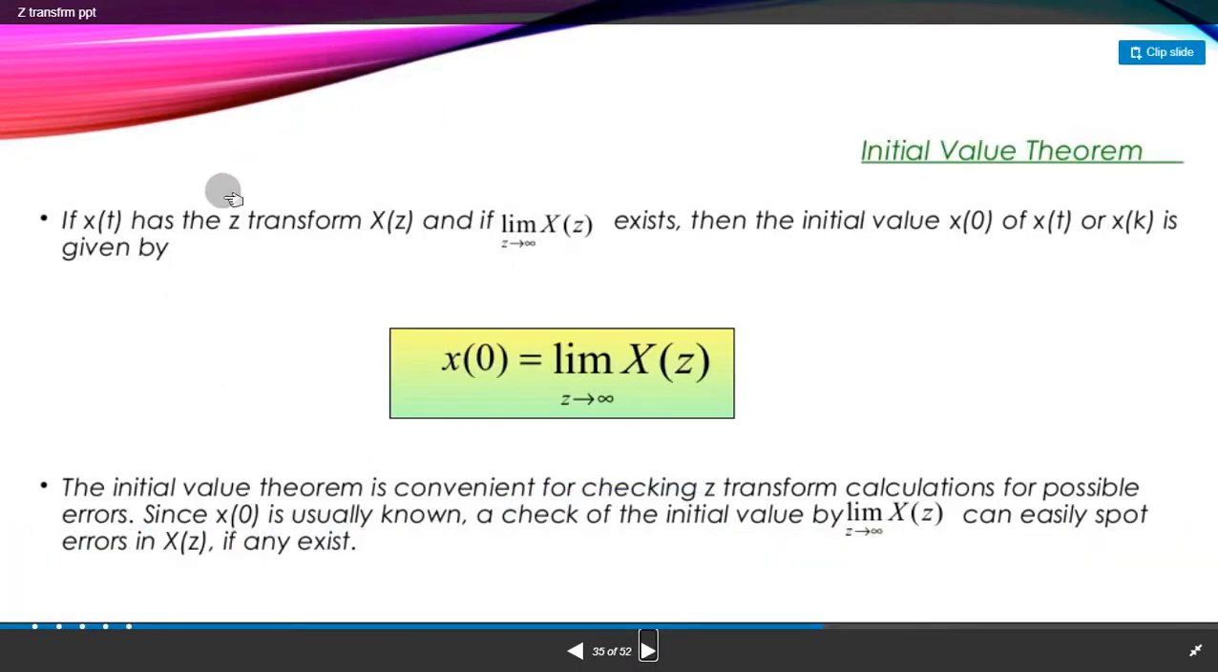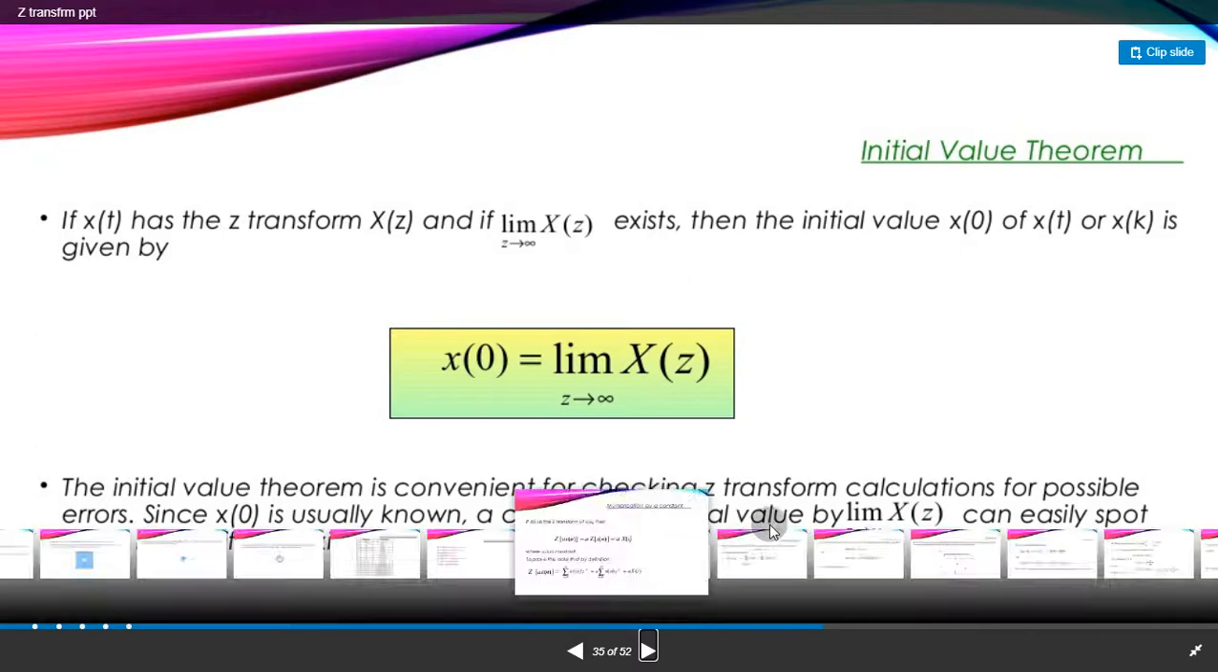Now, the initial value theorem: if x of t has the z transform X of z, and if the limit of X of z as z tends to infinity exists, then the initial value of x of t, or x of k, can be given by x of 0 equals the limit of X of z as z tends to infinity. The initial value theorem is convenient for checking the z transform calculation for possible errors, since x of 0 is usually known. By checking the limit of X of z as z tends to infinity, one can easily spot errors in X of z, if any exist.